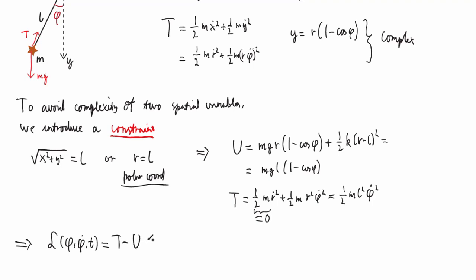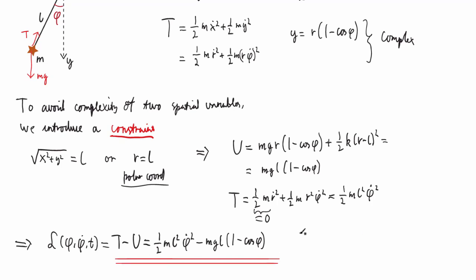It's T minus U, so that's equal to, therefore, 1/2 m L squared phi dot squared minus mgL times 1 minus cosine phi. So this is now a Lagrangian in one variable. So this should lead us to one Lagrange equation.